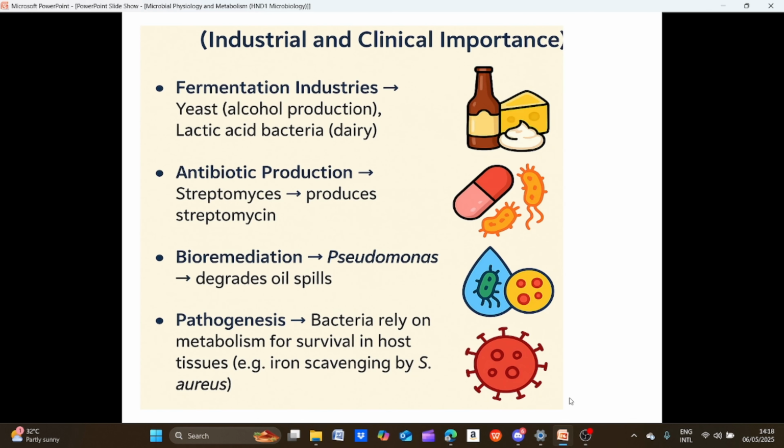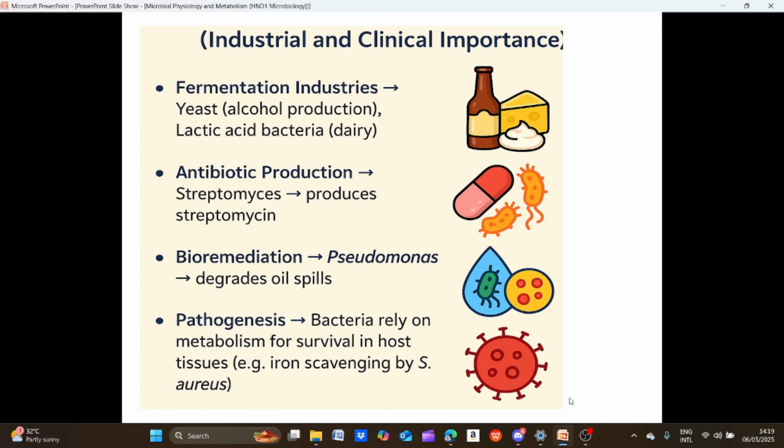So what are the industrial and clinical importance of anabolic and catabolic processes? Number one, it is used in fermentation industries. Just like I mentioned, examples of that are yeast in alcohol production, as well as lactic acid bacteria in dairy products. Then the second use is antibiotic production. An example of this is Streptomyces, which naturally produces antibiotics against some microorganisms.